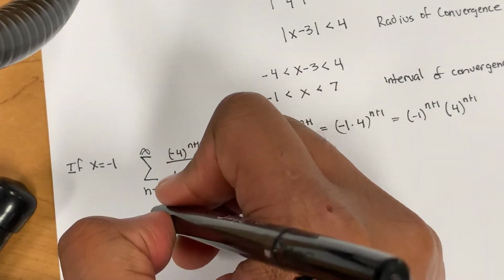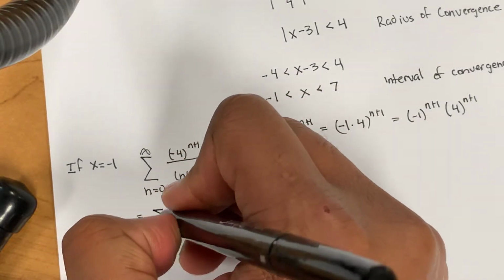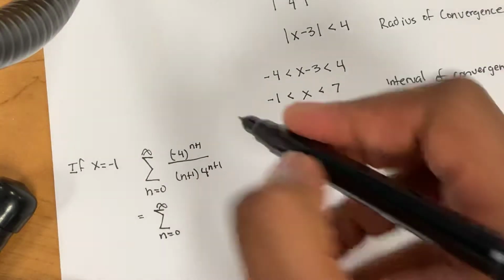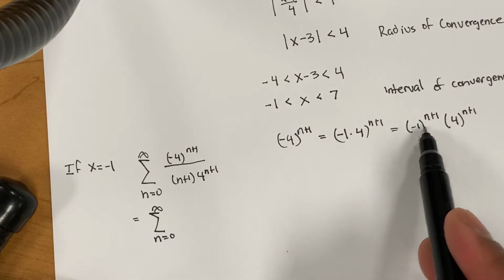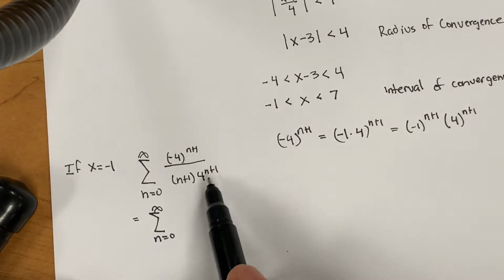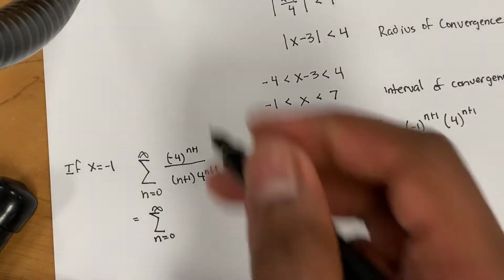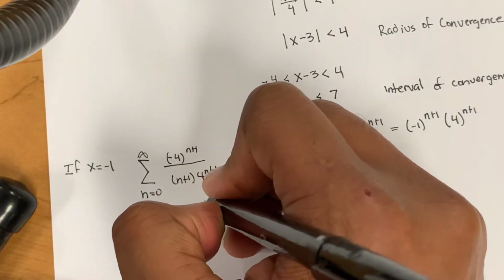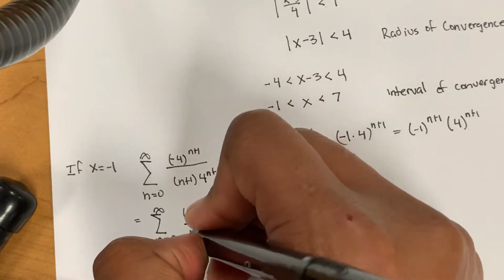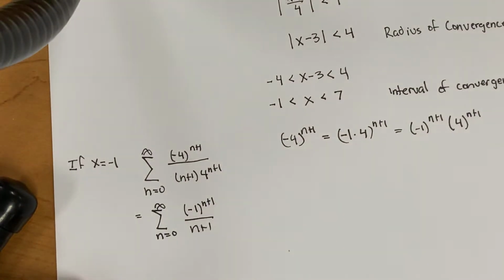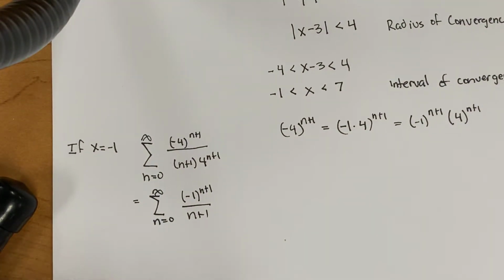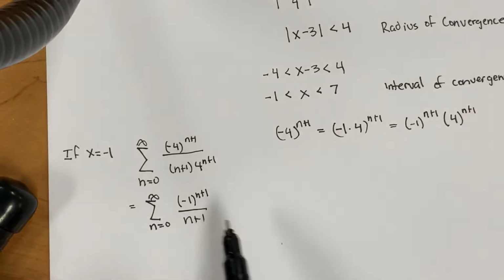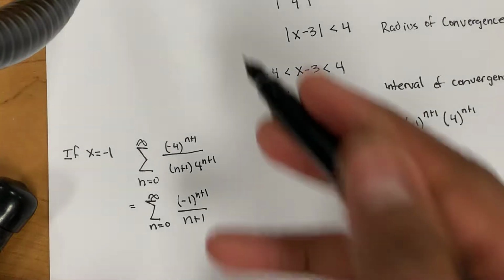As a rewrite, this series is now the sum from n equals 0 to infinity of this. The 4 to the n plus 1 divided by 4 to the n plus 1 cancels out. So what we have is -1 to the n plus 1 over just n plus 1. So this series is an alternating series because the terms alternate in sign.